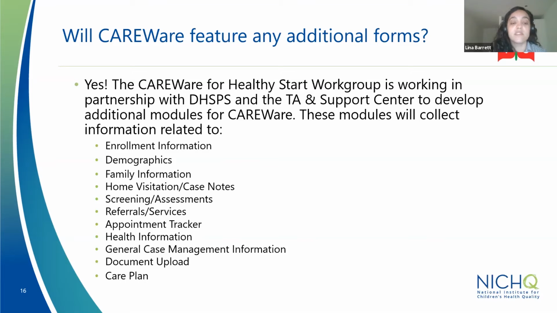So examples of that would be general enrollment information, some demographics and family information modules, additionally an area to track home visits and case notes for those home visits, an area to track screening and assessments and referrals and other types of services, an appointment tracker that would track things such as prenatal care, as well as well-woman visits and things like that, some general health information, and then a more supervisory type case management module.